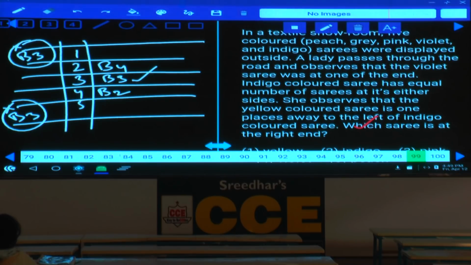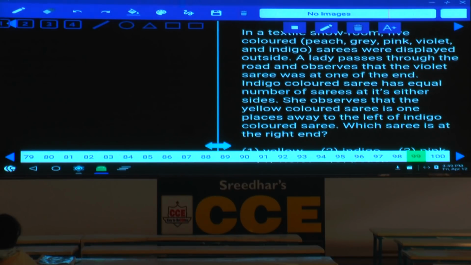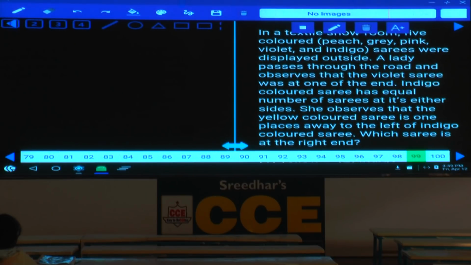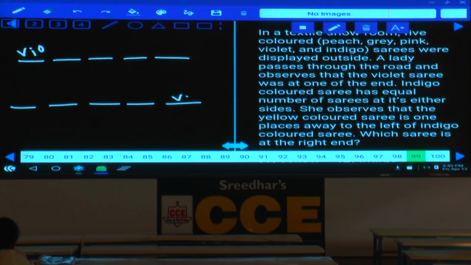Then 99. Now in this question number 99, there is a small correction that has to be noted. Now in total how many colors are there? There are 5. In a textile showroom, 5 colors sarees were displayed outside. A lady passes through the road and observes that the violet saree was at one of the ends. Violet is here. And what is the second case? Now the violet can be either at the left hand or at the right hand, isn't it? And violet is at an end.